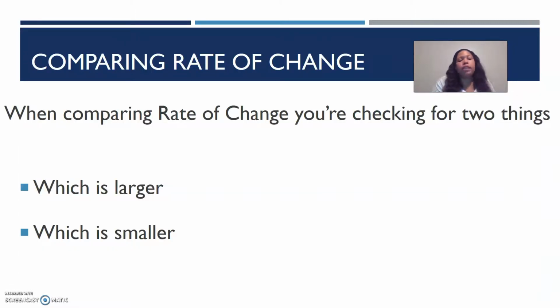So, comparing your rate of change. When I'm comparing a rate of change, I am literally checking for two things. The first thing I'm checking for is either which one is larger or which one is smaller. And we know how to do that. Which number, or for which situation, would one be bigger or smaller?